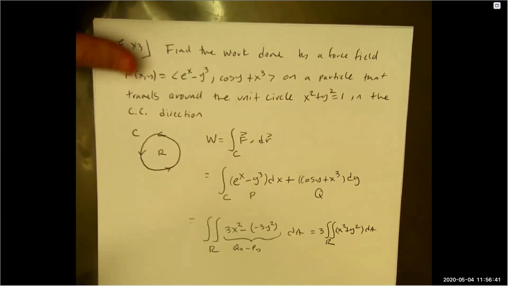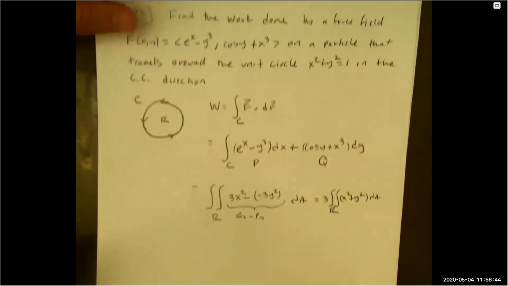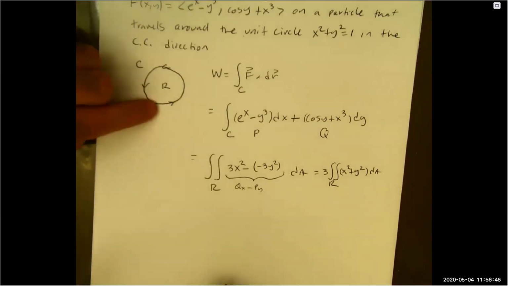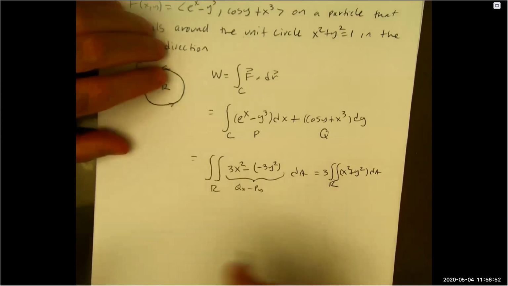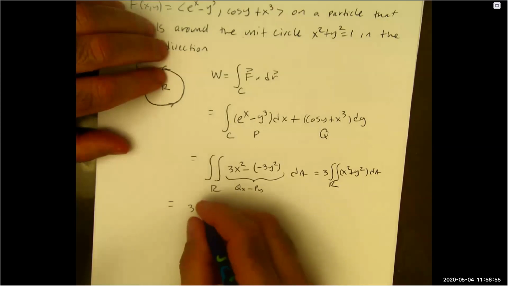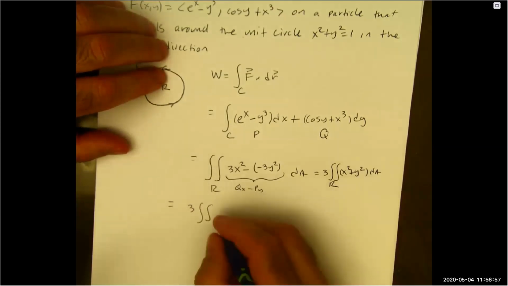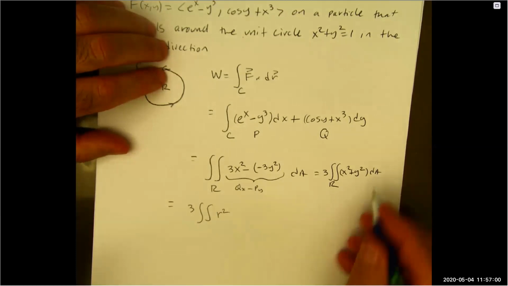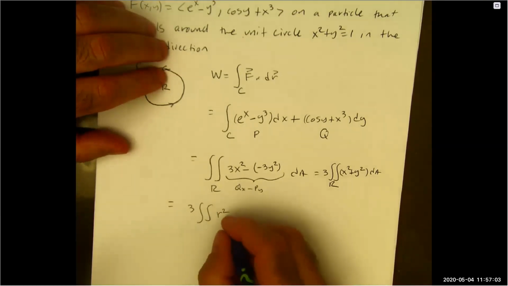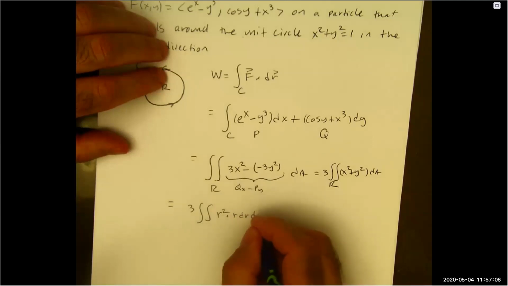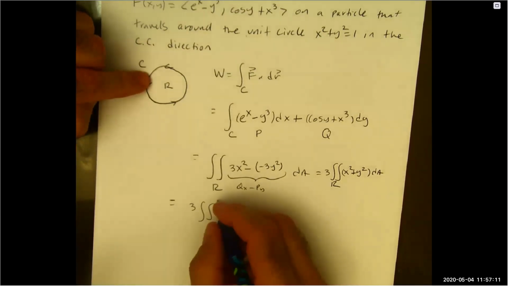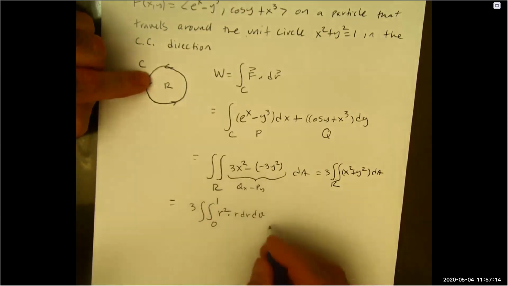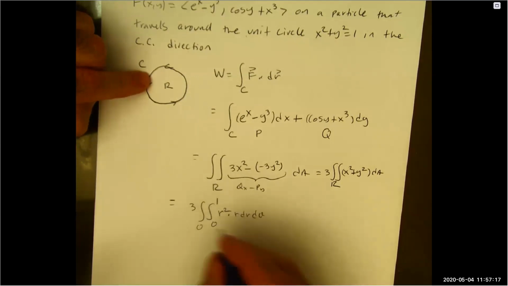And so now what? Convert to polar? For sure polar. We've got this circle and x squared plus y squared is screaming polar at you. And so we're going to have 3. The x squared plus y squared is r squared. The dA is r dr d theta. And it's a unit circle. So r goes from 0 to 1. And theta goes from 0 to 2 pi.